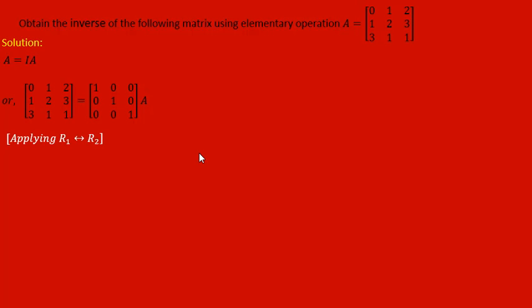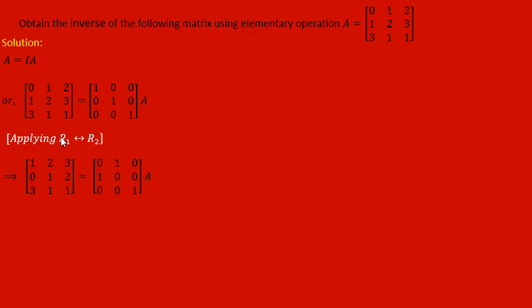Now next I will interchange R1 with R2. Why? Because I have to make this 0 a 1, right? So what can I do? I can either interchange, or there is one more way: I add the second row to the first row. Here I have applied the interchanging of row R1 with row R2. So if I interchange, in the first row I will get 1, 2, 3, and in the second row I will get 0, 1, 2.